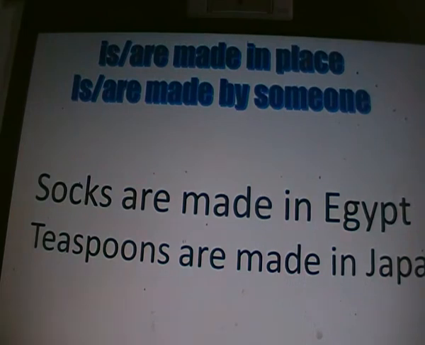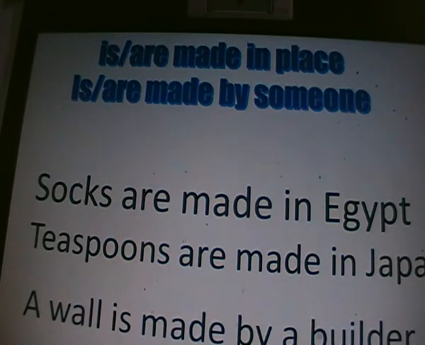Teaspoons, الملاعق, are made in Japan. Teaspoons, ملاعق الشاي. Teaspoons plural, جمع, so I use are made. Japan is a place, so I use in. So with a place I use are made in with a plural.